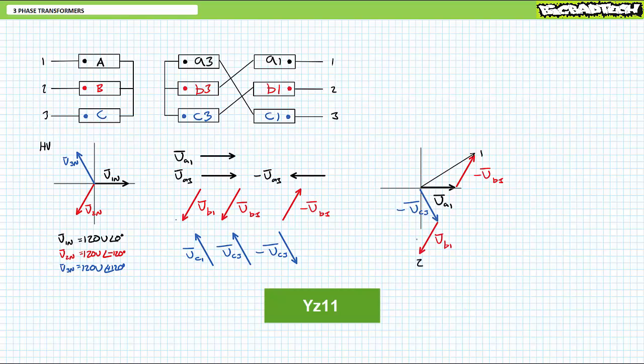Line 2 with respect to neutral is inverted C3 plus B1, or 208 volts at an angle of negative 90. And finally, line 3 with respect to neutral is inverted A3 plus C1, or 208 volts at an angle of 150. If you want to think of it this way, a zigzag is kind of like a Y with bent arms. In this case, the low voltage side reference phase to neutral voltage is clearly leading the high voltage side by 30 degrees, as you'd expect for an 11 o'clock transformer.